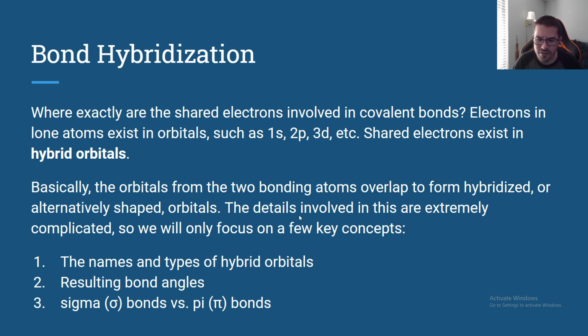Like I said, the details involved in this are really complicated, so we're only going to focus on a few key concepts: the names and types of these hybrid orbitals, which you do need to know, the resulting bond angles, which you kind of already know, and the concept of sigma versus pi bonds. This isn't actually that complicated, so we'll get there in just a second.